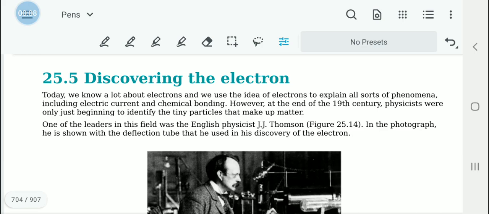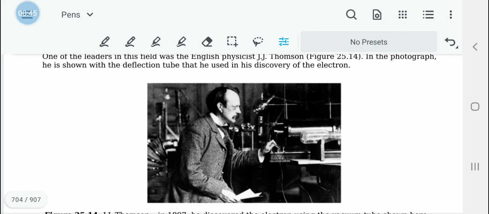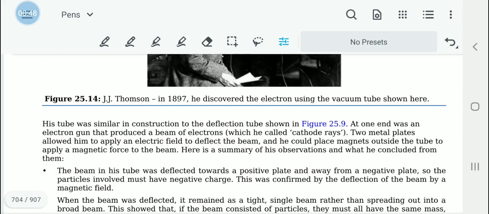So now in modern day, we know a lot of things about electrons and how electricity is generated and how electricity flows, but this was not actually that apparent earlier on. So in the 19th century, the scientists were trying really hard to figure out how the charges flow. And J.J. Thomson, the physicist, is one of the pioneers of modern day physics, and he is the one who discovered electrons, and he used this deflection tube in discovering that.